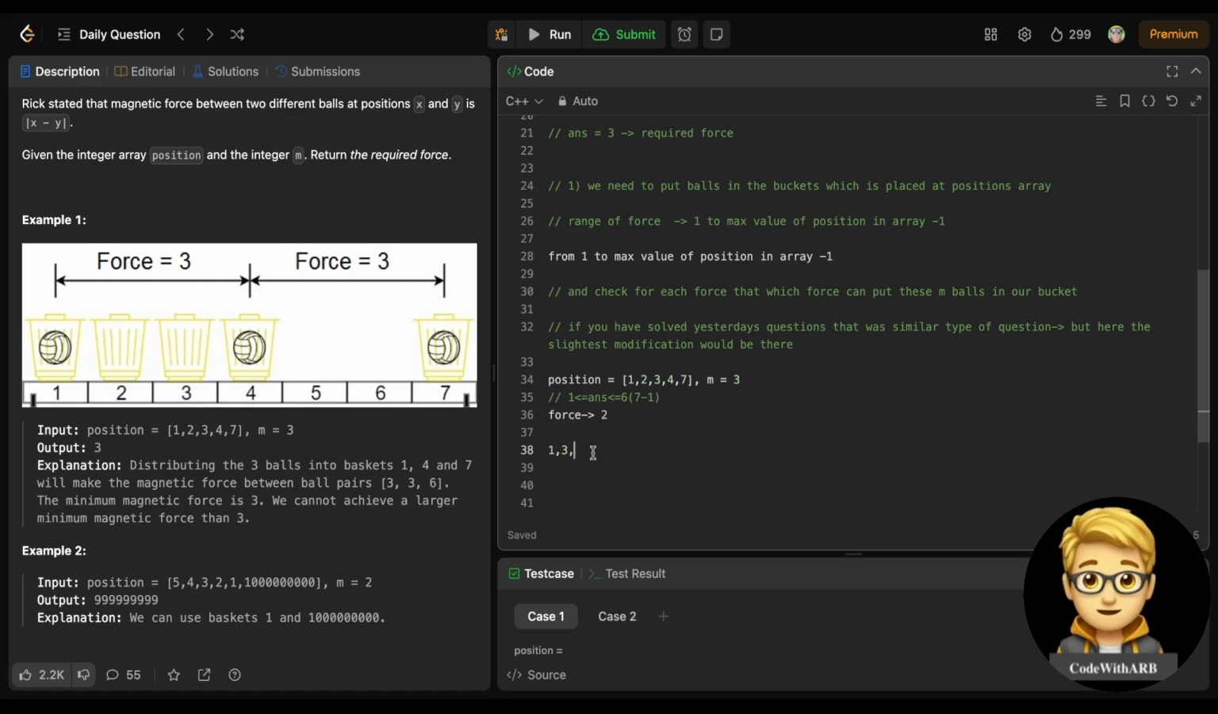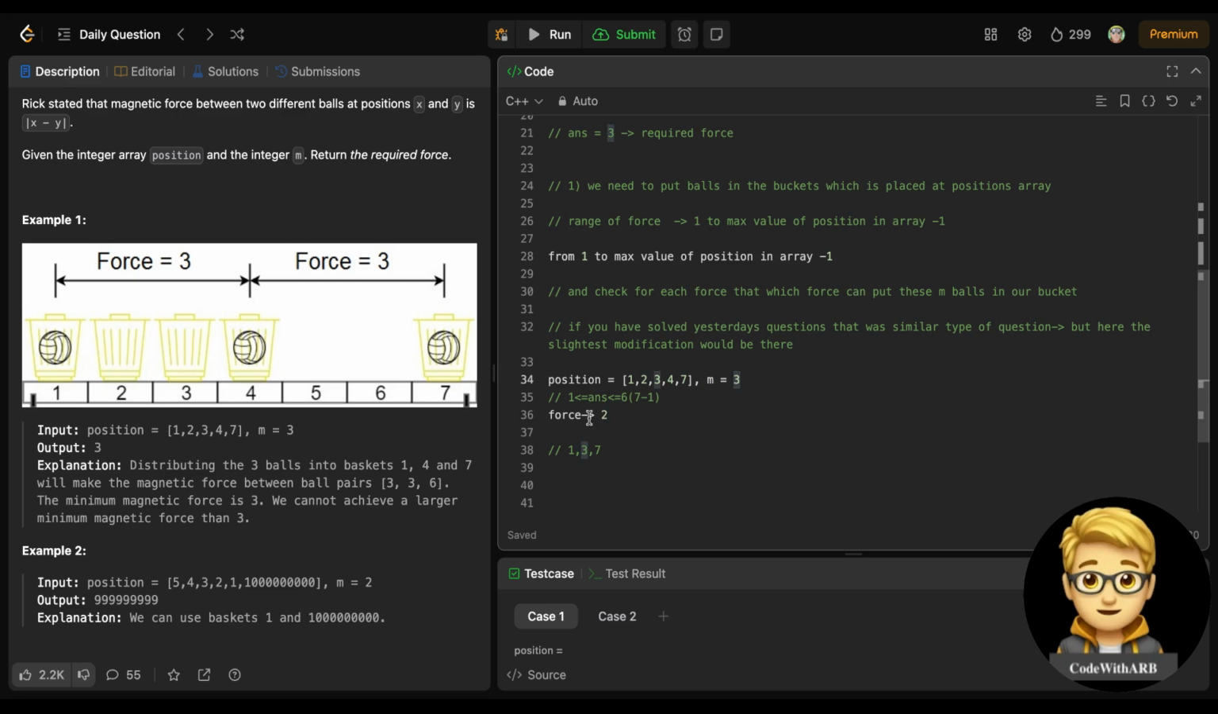Now again I want the third ball, so that would be at the fifth position. But if you see here, we don't have a fifth position, but we have a seventh position. So the minimum position required is 5, but if it is not there, I will place it at the next higher position, that would be 7, right? So this is 1, 3, 7. It means at force 2, I can place all my three balls.